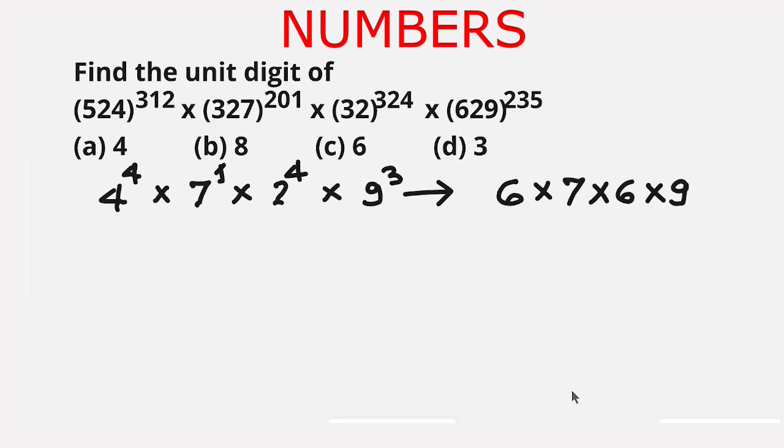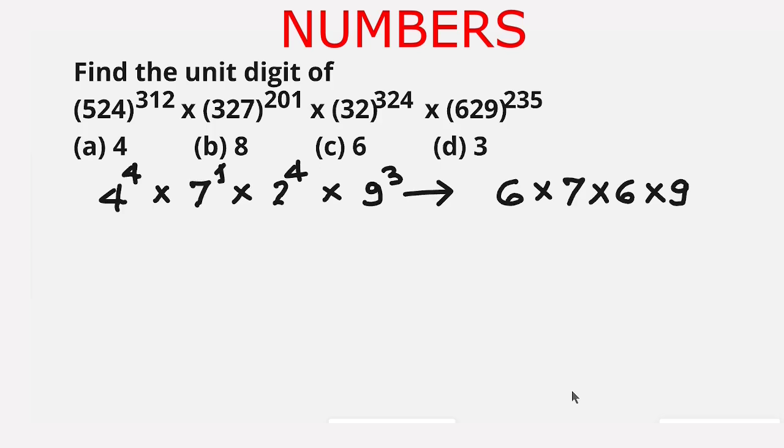Special property about 4 and 9. When the power of 4 is odd, the unit digit is 4. And when the power of 4 is even, the unit digit is 6. Here 4 to the power 4 is even. So ones place of the 4 to the power 4 will be 6. Similarly in 9, when the power of 9 is odd, it is 9. And when it is even, it is 1. Here 9 to the power 3 is odd. So it is going to give the ones place digit as 9.